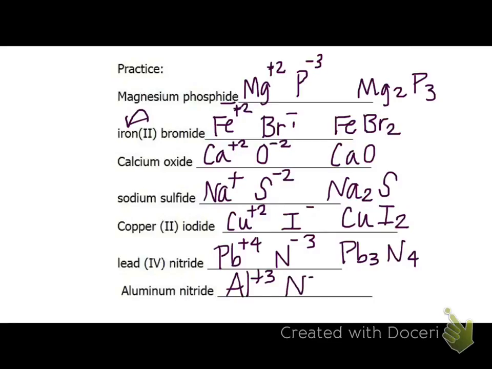We just did nitride, which is a negative 3. And since they're already a plus 3 and a minus 3, that formula would just be AlN. Okay? So that's how you do it if it's just a metal and a non-metal.